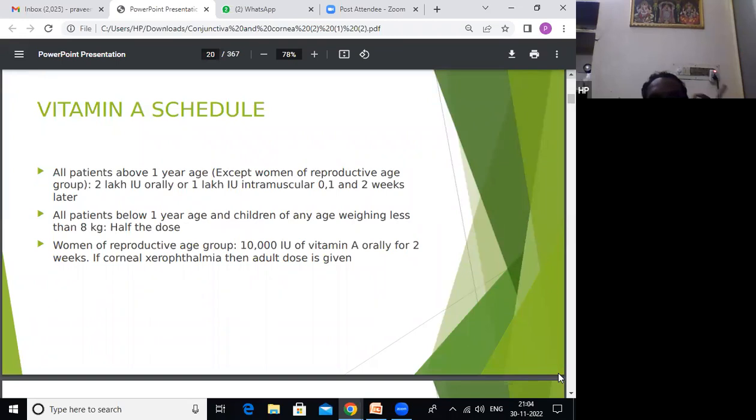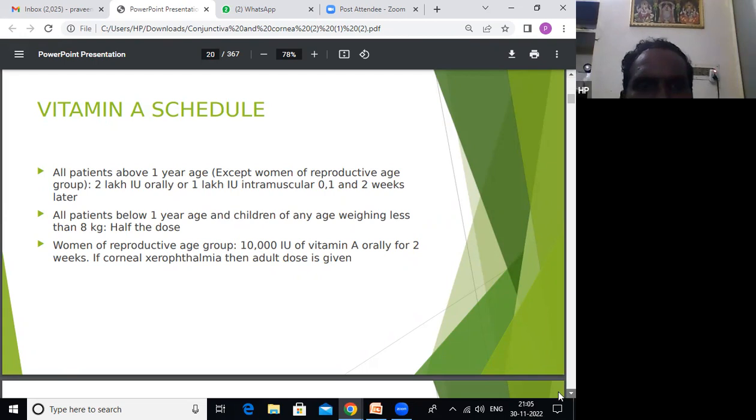A woman of reproductive age group, like a woman of 22 years old, is having corneal blindness. What is the recommended dose of vitamin A? Then it is the normal adult dose. If a woman of reproductive age group is not having corneal involvement, then you give 10,000 international units of vitamin A orally for 2 weeks.